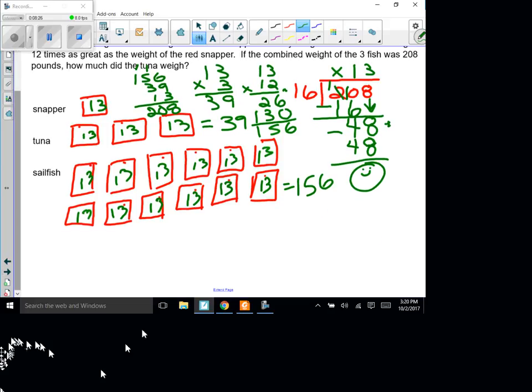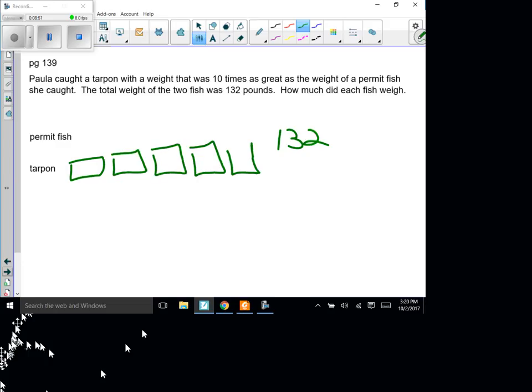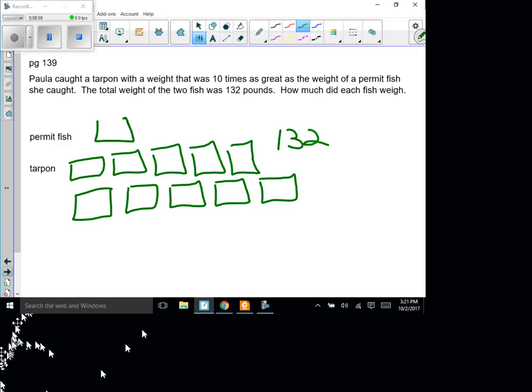And finally, let's take a look at the last one. So Paula caught a tarpon with a weight that was 10 times as great as the weight of the permit fish that she caught. The total weight was 132. All right, so the tarpon was 10 times as much as a permit fish. So 1, 2, 3, 4, 5. 1, 2, 3, 4, 5. There's 10, and there's that one there. So now what we're looking at was 132, and if I count the boxes, we have 11.